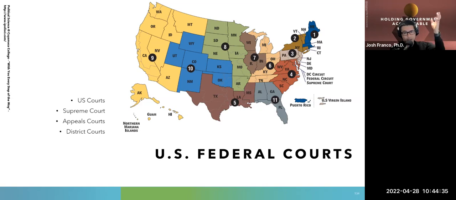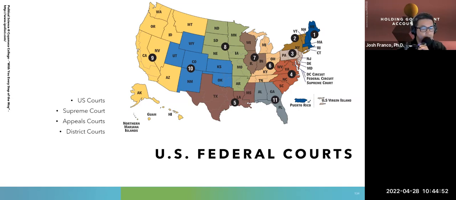Obviously, we can look at how a president might interact with a specific governor on an issue. We can also look at how the U.S. Congress will pass laws and how that might interact with state legislatures. But where we see the clearest examples of conflict is in the court systems.